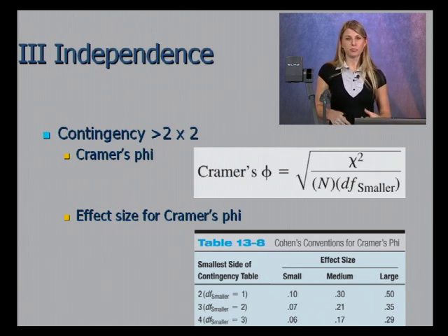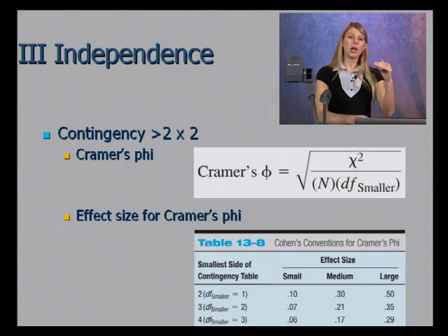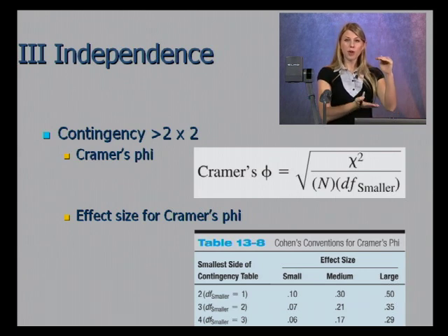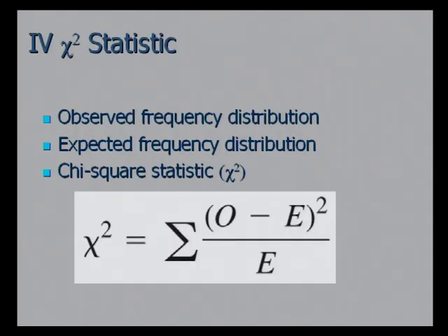So if you had a 7 by 2, then the degrees of freedom for your smaller category would be 2 minus 1. It's going to end up being the same as phi. But if you have a 7 by 3 contingency table, so you have 7 groups of your nominal variable on the top and then 3 groups on the bottom, you end up multiplying your n by the degrees of freedom for the smaller group, the 3 minus 1, which would be 2. So this is how you calculate Cramer's phi. And I also have a table with the different effect sizes for Cramer's phi down at the bottom of the PowerPoint.